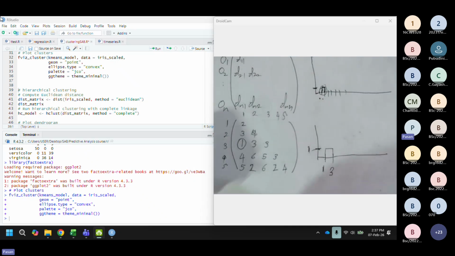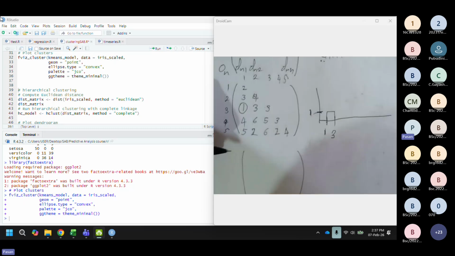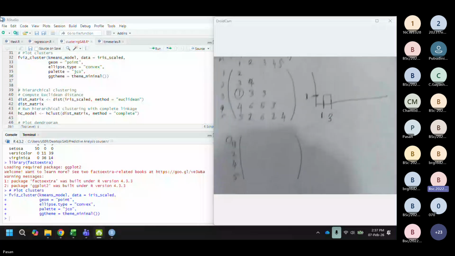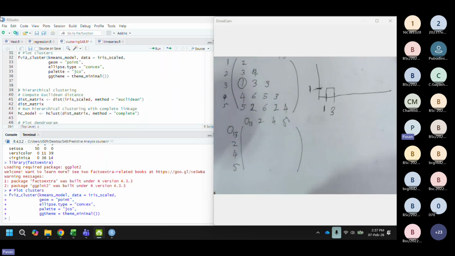Okay, so now I can take observations 1 and 3 as one cluster, and then I have 2, 4, and 5, so I have the rest. If you look at that, the 1 and 3, and then 2, 4, and 5, right? Then if you look at that, okay, I don't have these numbers.